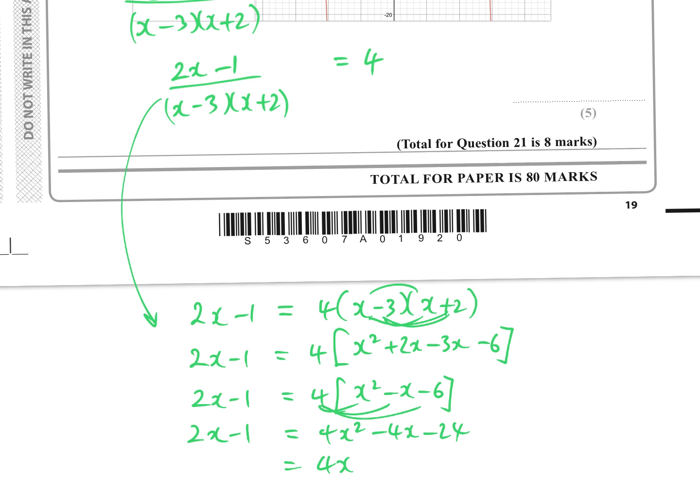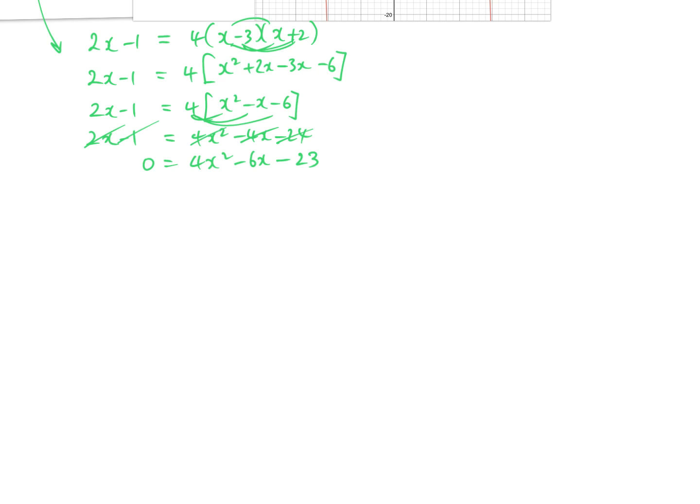I'm going to get all the x squares on one side, all the x and all the constants. So minus 4x minus 2x, and then minus 24 plus 1. So that's minus 23. From here you've got many different options that you can take now. I think one for me would be, I would probably do completing the square. So I'll divide everything by 4 and just switch the sides over.